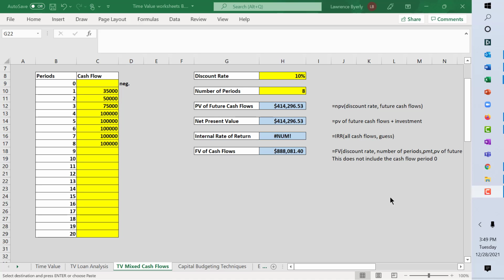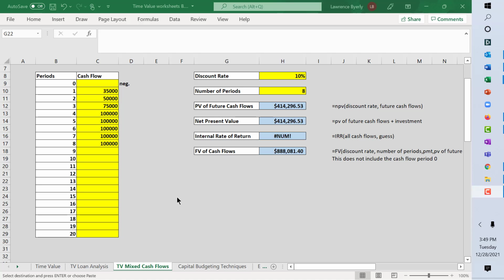In this video, we're going to talk about calculating what they refer to as mixed cash flows. This really is very close to a corporate finance kind of question. So let's put forth this scenario.